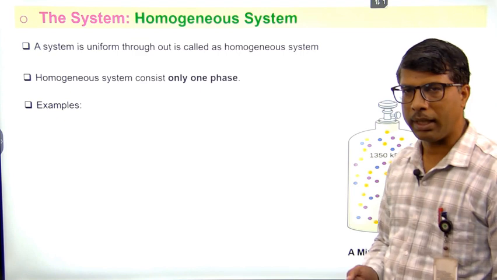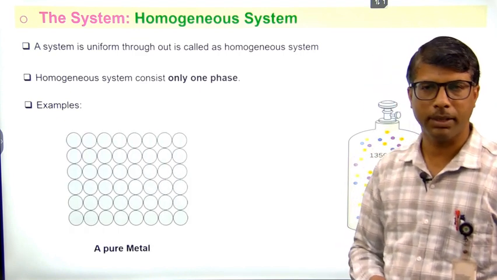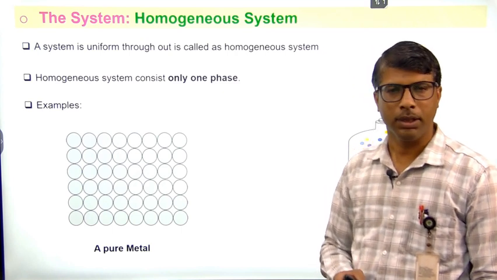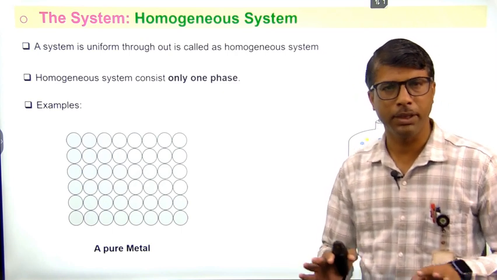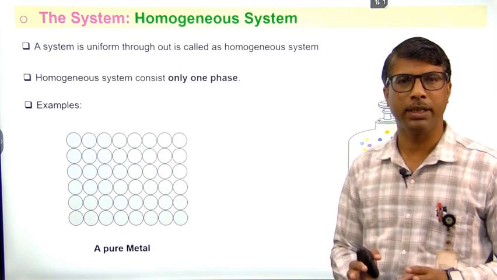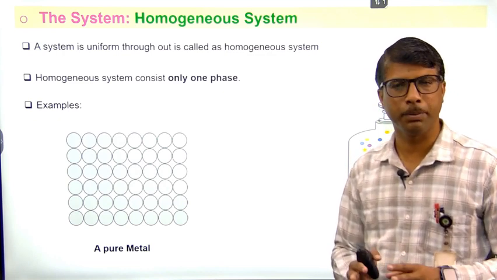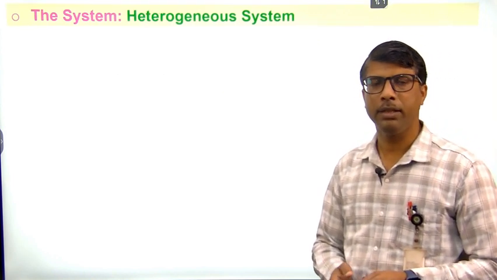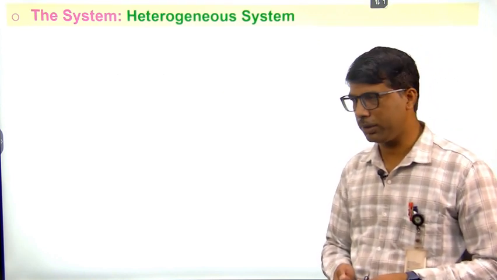The other example of this is pure metal. In pure metal only one phase, the solid phase, is there, and everywhere it is uniform. So these two criteria are fulfilled by pure metal, so this comes under the homogeneous system. The second type of system is the heterogeneous system.